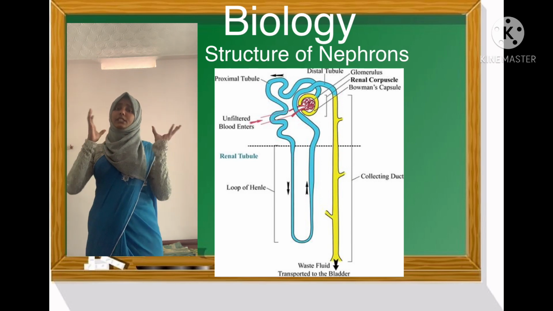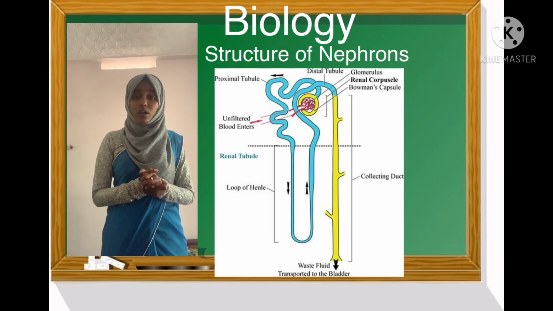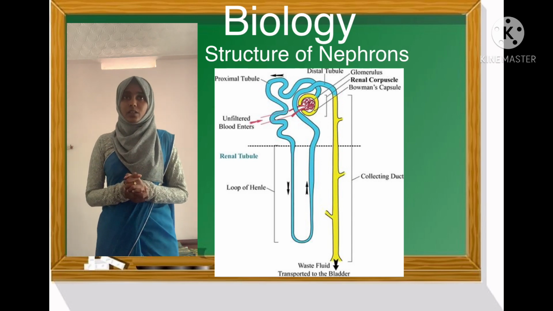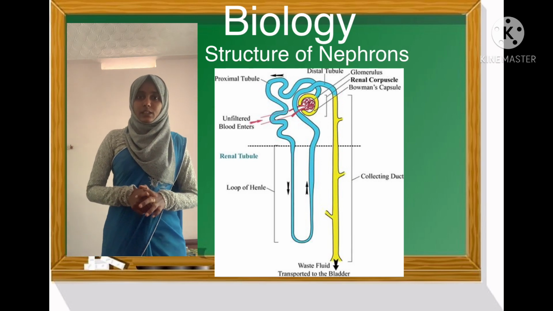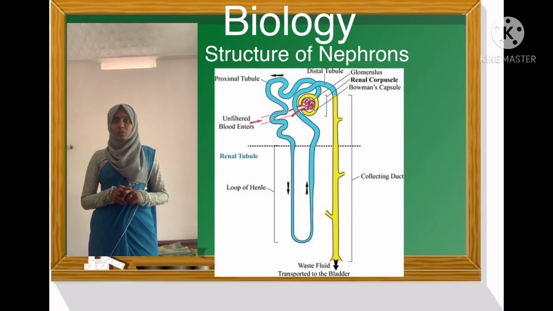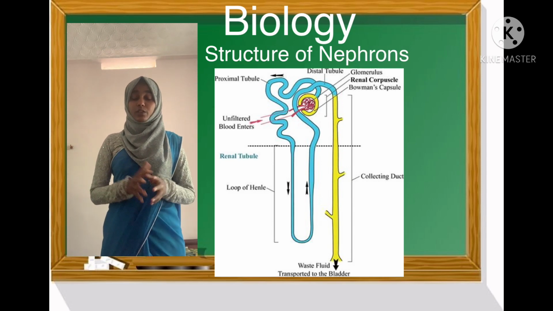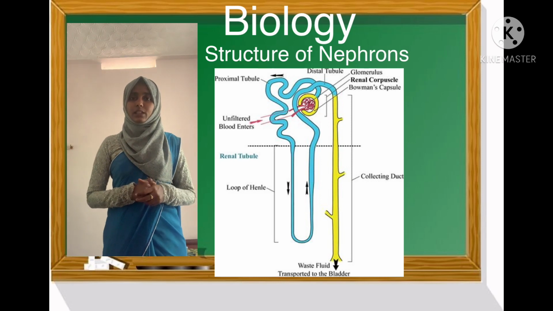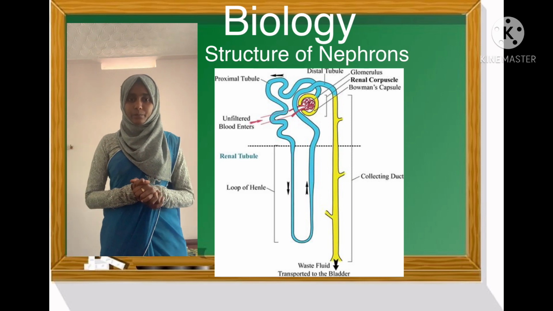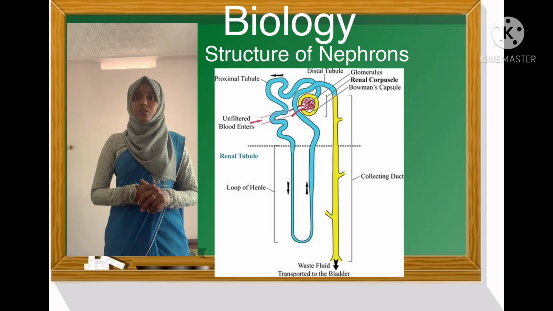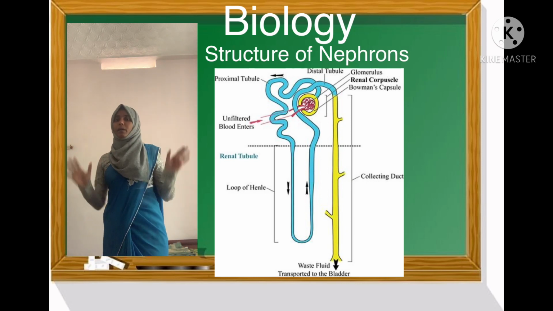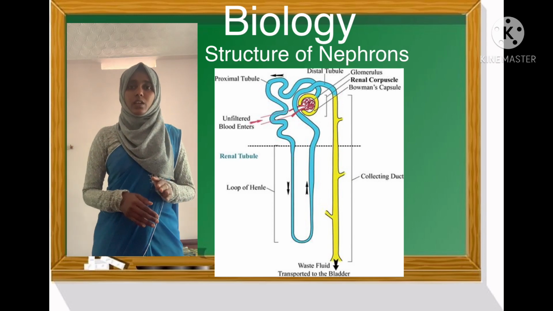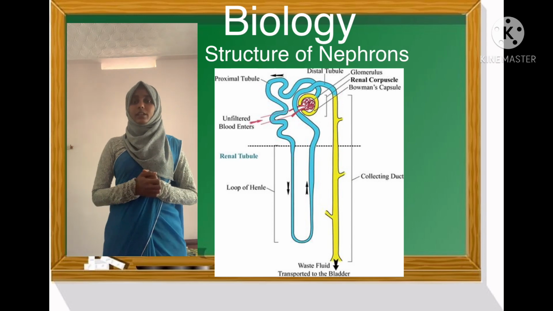There are millions of nephrons in our kidney. About 2 to 3 million nephrons are seen in our kidney. This nephron helps in ultrafiltration. Once again, I will repeat all the parts of nephron. You must listen carefully, and if anybody has any doubt, ask me.